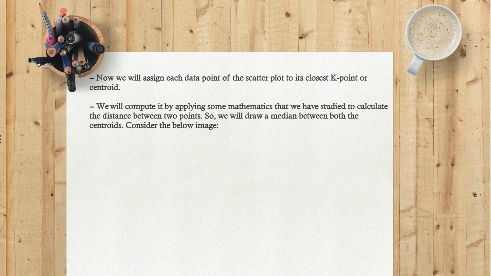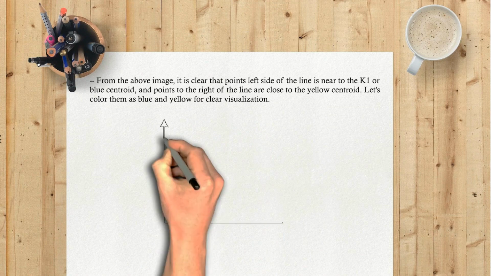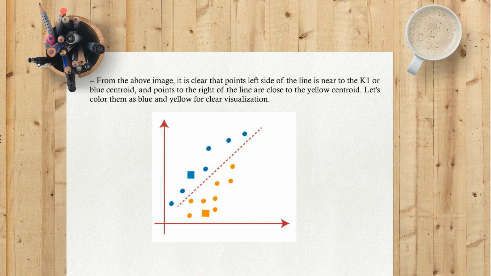Now we will assign each data point of the scatter plot to its closest K point, or centroid. We will compute it by applying some mathematics that we have studied to calculate the distance between 2 points. So, we will draw a median between both the centroids. Consider the below image. From the above image, it is clear that points left side of the line is near to the K1, or blue centroid, and points to the right of the line are close to the yellow centroid. Let's color them as blue and yellow for clear visualization.